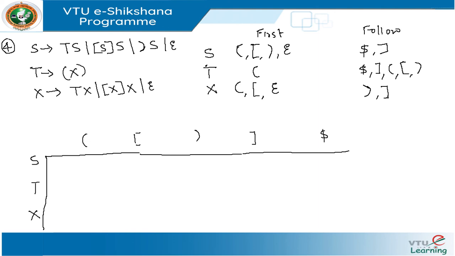So let us consider the non-terminal S, and first set of S contains opening parenthesis, opening square bracket, closing parenthesis and epsilon. So to get an opening parenthesis from S, we need to use the production S derives T S. Then to get opening square bracket, we have to use the production S derives square bracket S followed by S. To get a closing parenthesis from S, we have to use the production S derives closing parenthesis S.